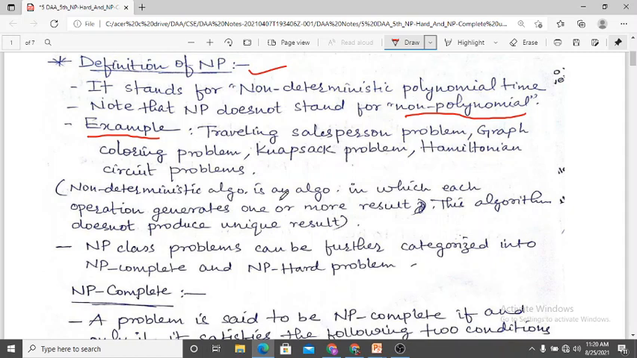NP. The NP class of problems can be further categorized into NP complete and NP hard. This is the main topic. These are the two things in NP.